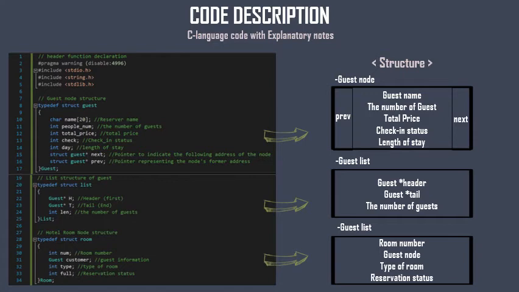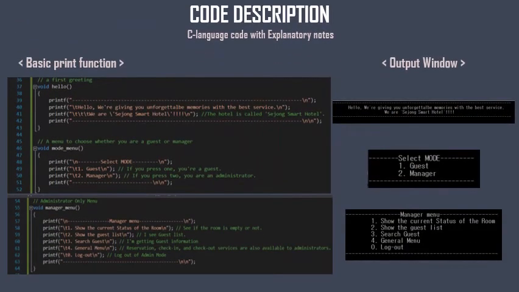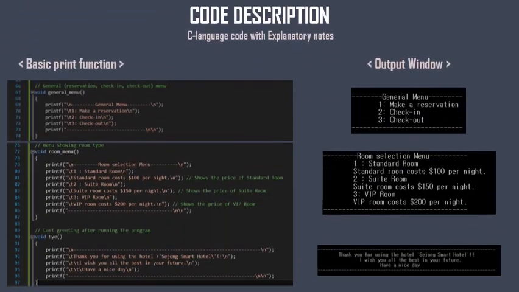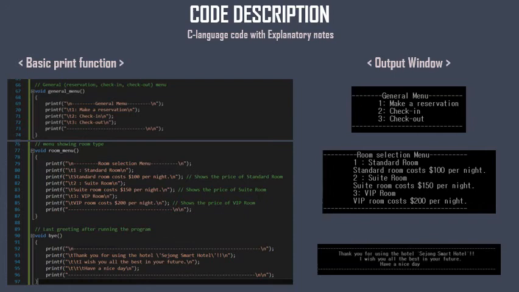Hotel rooms are not assigned and released just because there are no guests, so we declared them in a double array of structure. This calls 3 of the 6 basic output functions. The output of these codes is as follows. This calls the other 3. The output of this code is also as follows.